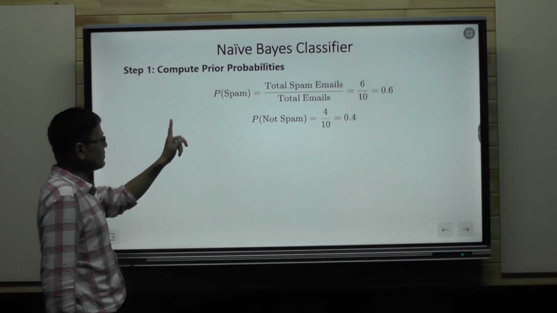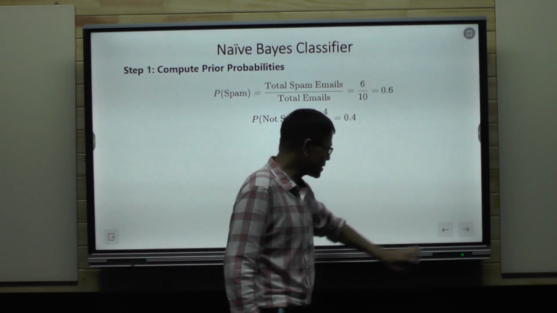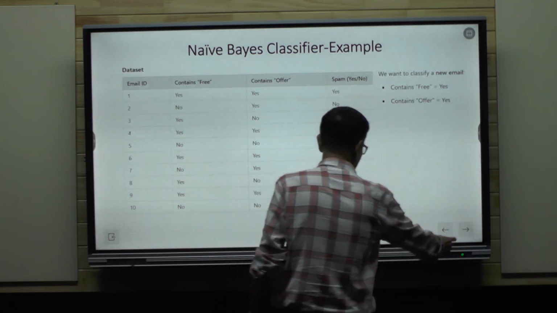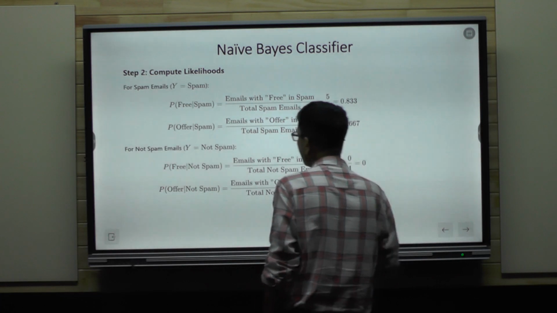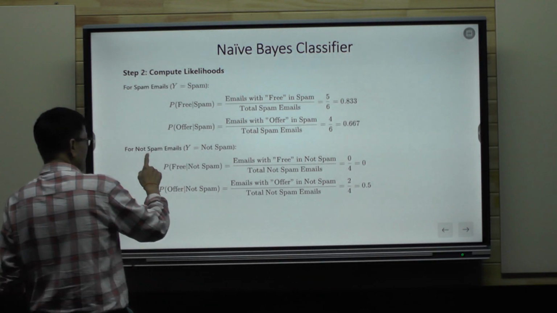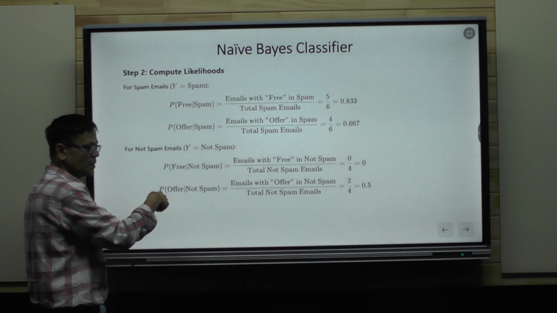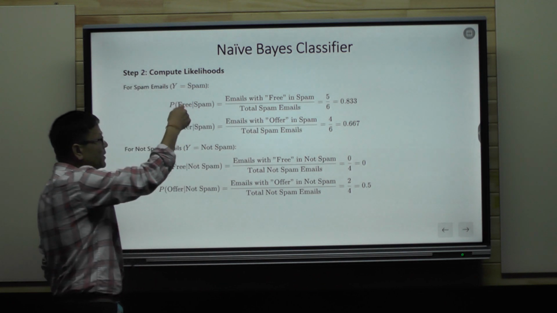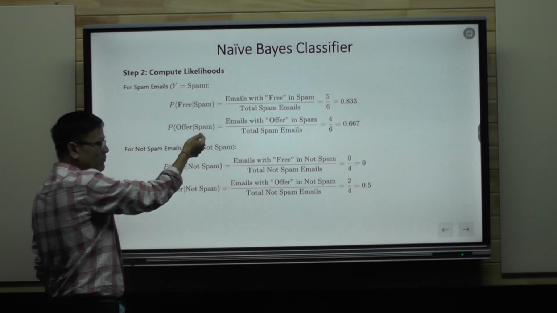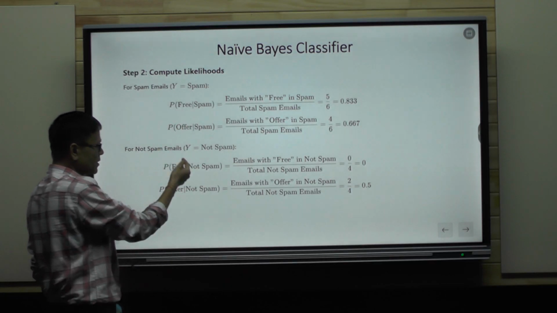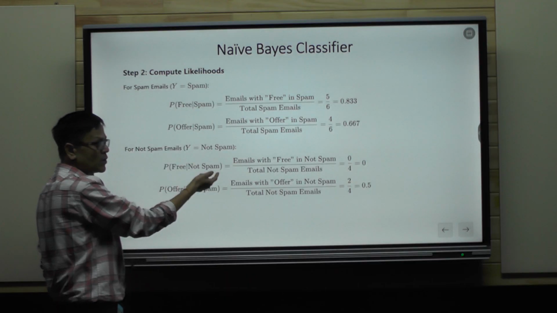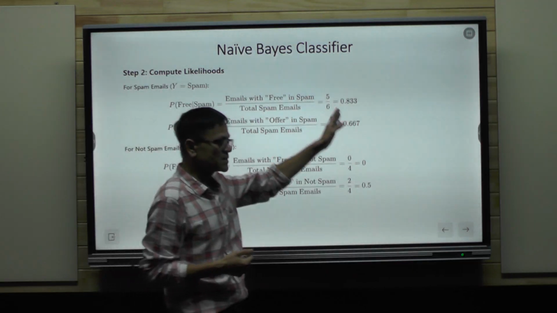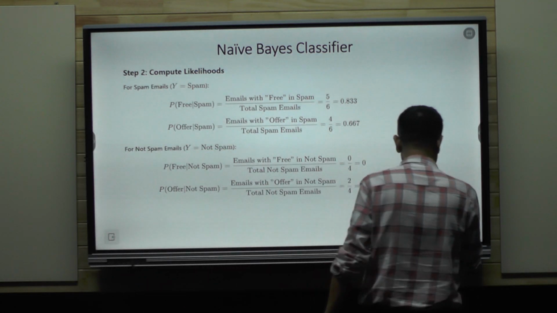So free given spam, offer given spam, free given not spam, offer given not spam. These are the emails that were classified as spam which had the word free. Spam were classified with the word offer. Free was present but they were not spam. Offer was present but they were not spam. So this is the statistics you get from the data set.